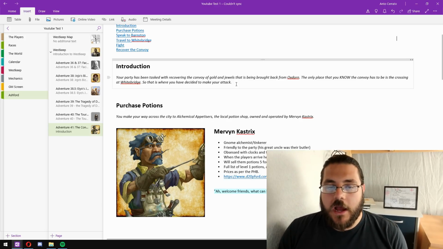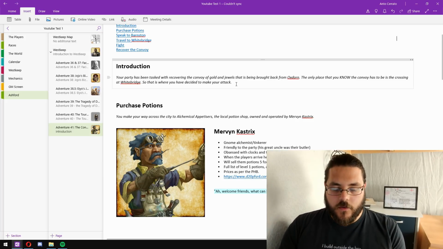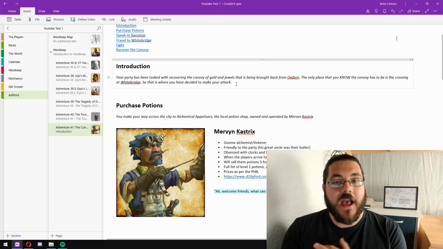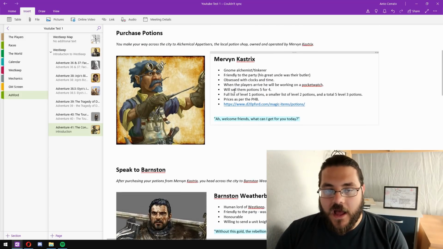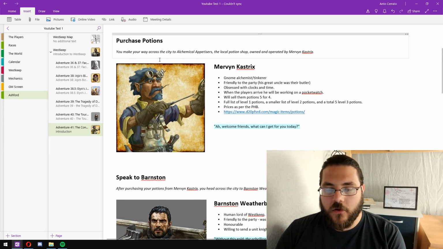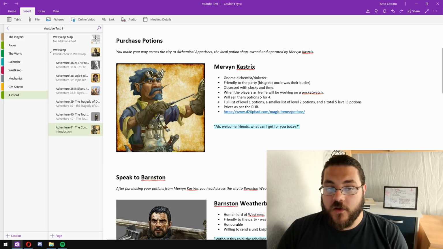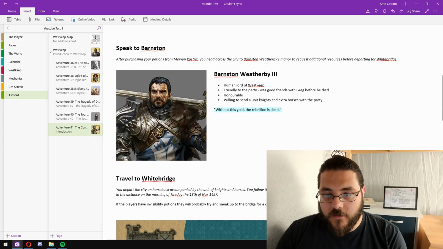But in the introduction, I will set the stage for the session, let them know where they are and if they've decided what they're doing. If they haven't decided what they're doing, I just let them know where they are and then ask them what they want to do. And then I will think about a few of the things that I expect them to do. So in this case, I expect them to purchase potions and to want to speak to Banston.